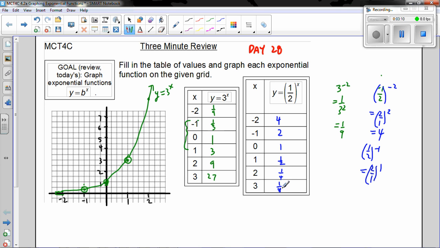And then I get these fractions. And so -2 is 4. -1 is 2. That's just the flip of the base, isn't it? And that was the case for the green function here, flip of the base, where the base was 3. -1 gave me the flip of the base. All exponential functions go through that point right there, 0, 1. 1, 1/2, 2, 1/4, and then we get this function.